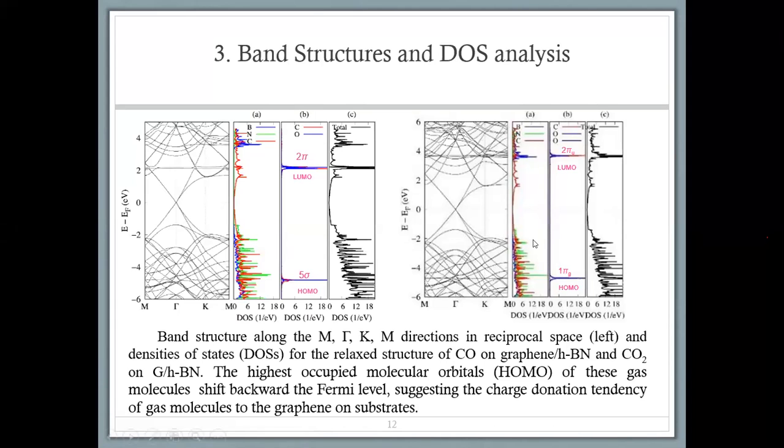Similar thing for the case of CO2. Looking at these figures, the distance between the HOMO level and the Fermi level is higher than for the case of CO. So we can also predict the tendency that CO2 also donates the electron to the substrate. However, the amount of charge transfer will be smaller.